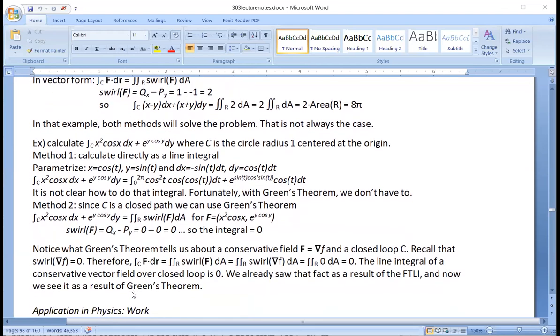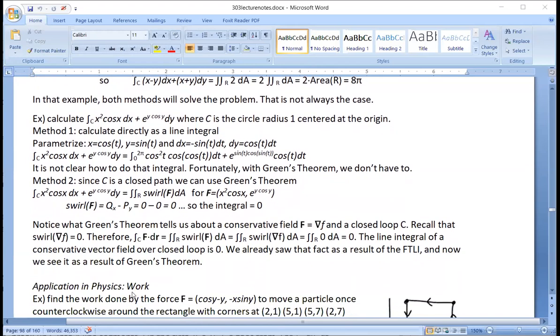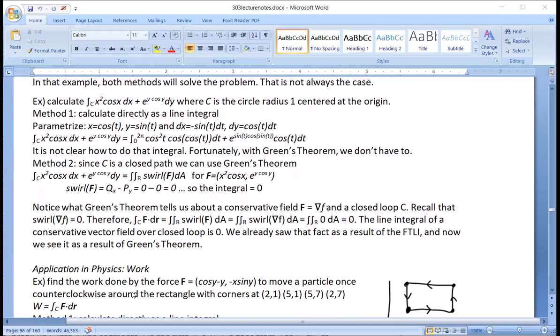So we know that line integrals can be used to calculate work. So let's talk about this in the context of doing work. Okay, so find the work done by the force F equals cos y minus y, comma negative x sin y, to move a particle once counterclockwise around the rectangle with these corners. So just really quickly, here's the picture on the right, so you see what's going on. And we know that work is this line integral.